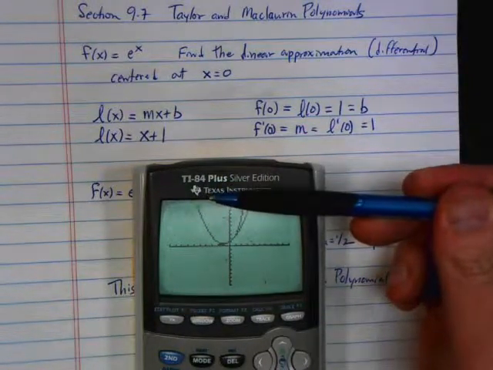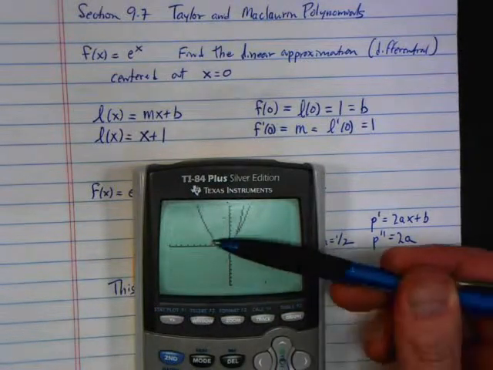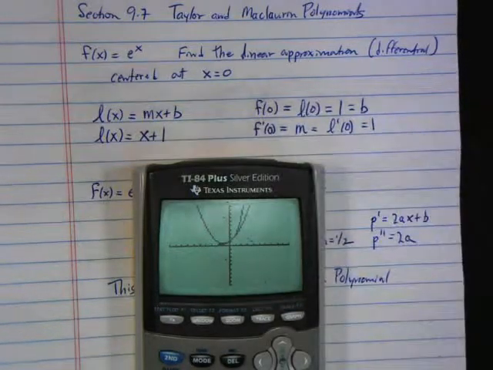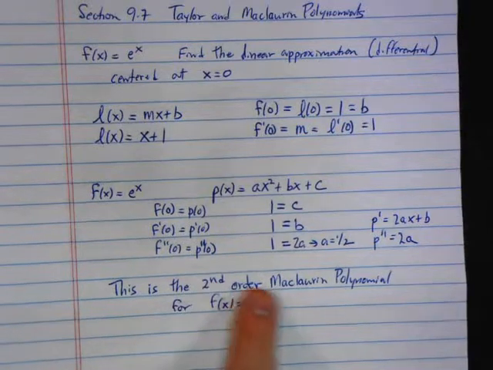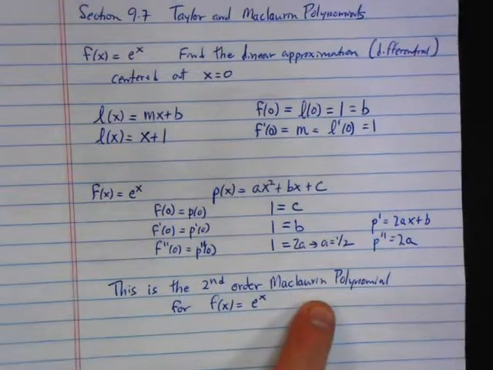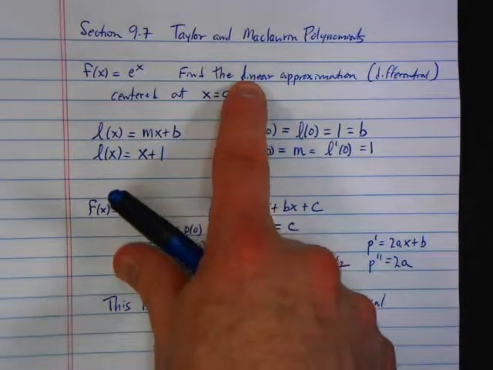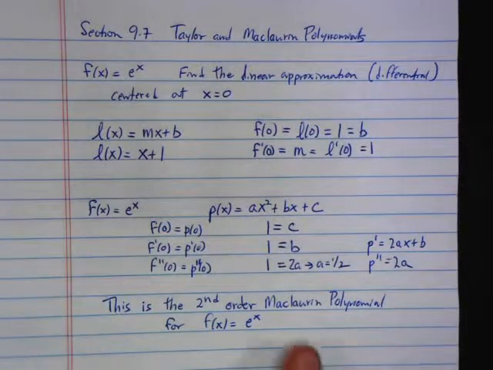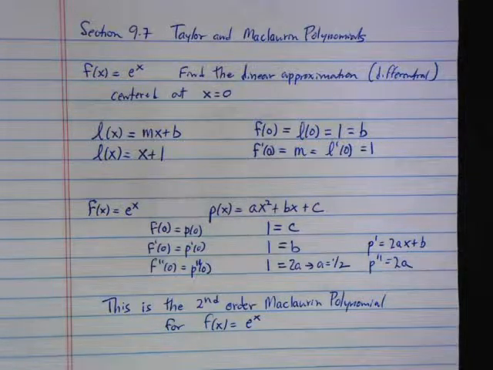Not so good, right? Why not? Because e to the x goes to the asymptote. This is a polynomial that goes up. But it's better. So the second order Maclaurin polynomial matches better than the first order Maclaurin polynomial. What would be better than the second order Maclaurin polynomial? The third order Maclaurin polynomial.